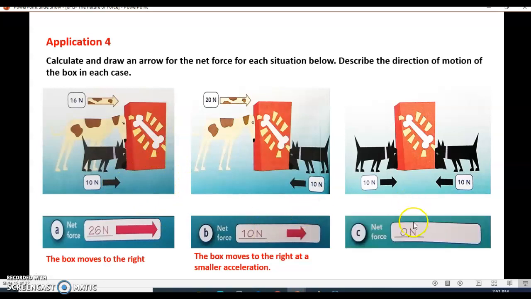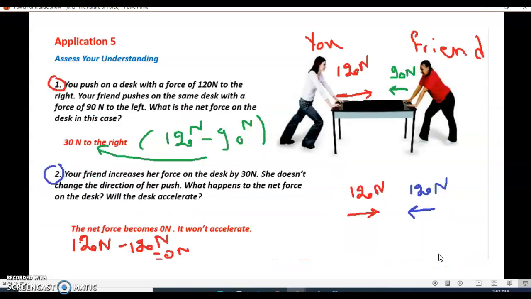However, in C the net force is 0 Newton, because both dogs are exerting forces on the box with the same magnitude but opposite directions. So we have 10 minus 10, 0 Newton. The box doesn't move, it remains at rest.